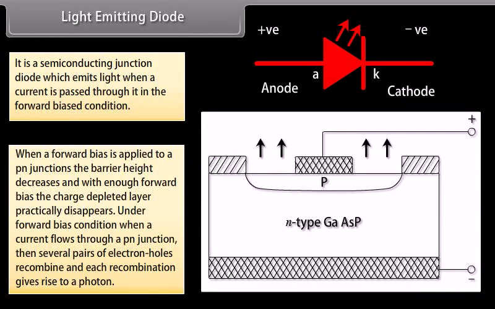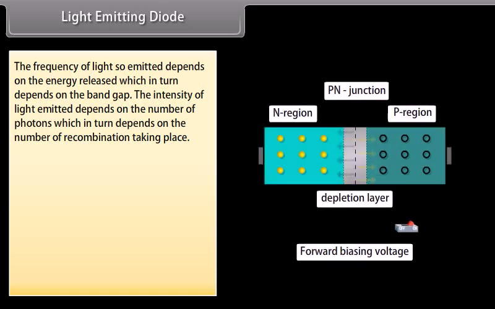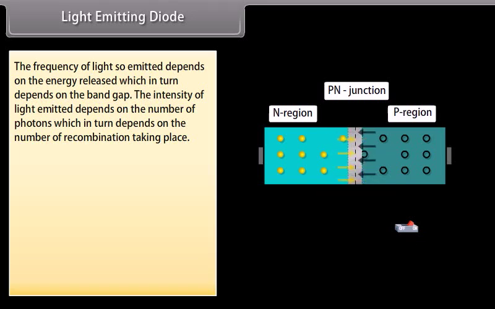When a forward bias is applied to a p-n junction, the barrier height decreases, and with enough forward bias, the charge-depleted layer practically disappears. Under forward bias, when a current flows through a p-n junction, several electron hole pairs recombine, and each recombination gives rise to a photon. The frequency of light so emitted depends on the energy released, which in turn depends on the band gap. The intensity of light emitted depends on the number of photons, which in turn depends on the number of recombinations taking place. LEDs are available to emit light of all colors.